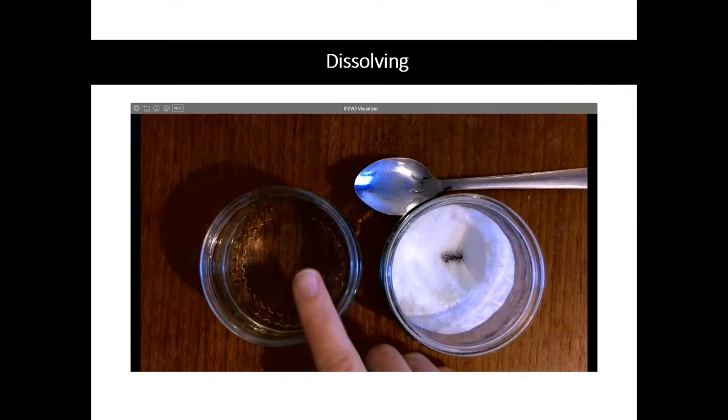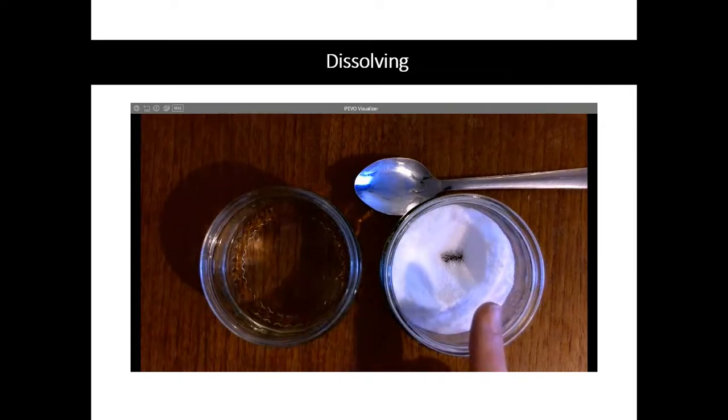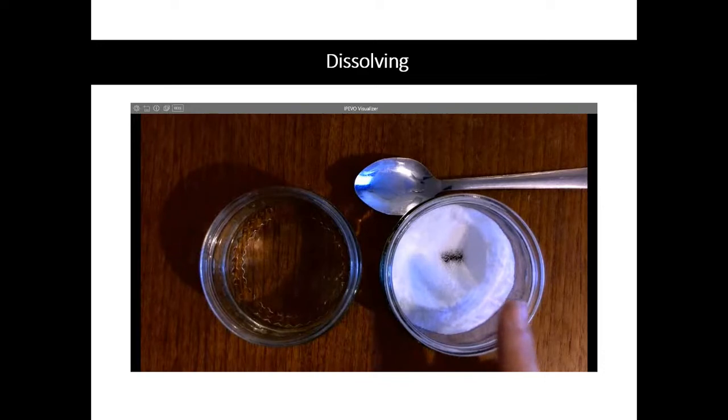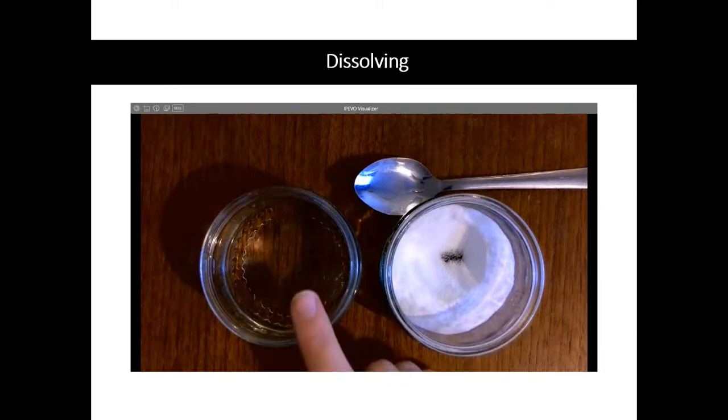Solute, solvent. Now, when I mixed our solid salt particles into the water and they dissolved, it's not known as a mixture. When something dissolves, it's called a solution. So when our solute, the salt, dissolves in the solvent, the water, it's called a solution. Don't worry, we're going to go through it again in a minute.